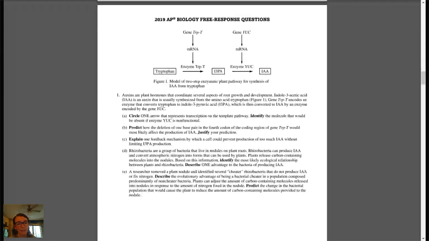Describe one advantage to the bacteria of producing IAA. I absolutely love this part. So we know why plants make IAA, but if you go back up to the top and actually look at what IAA does, you can see that IAA is an auxin, which helps with root development and growth. And if you look back up into part D, these rhizobacteria live in the roots. So it's beneficial because these compounds are going to help roots develop and the bacteria live in the roots.